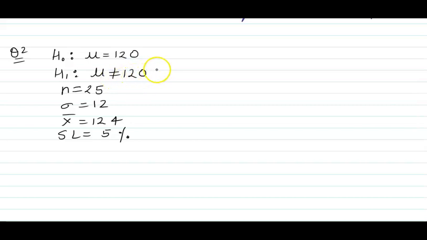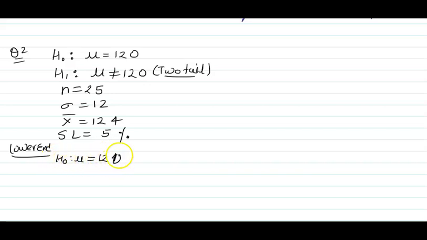It is telling you two-tail test. So when it is a two-tail test, we can go for lower end and upper end, both sides. So let's go for the lower end side. H0: mu is 120. H1: mu is less than 124.